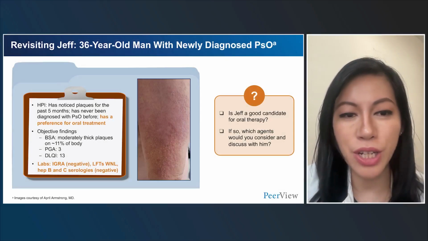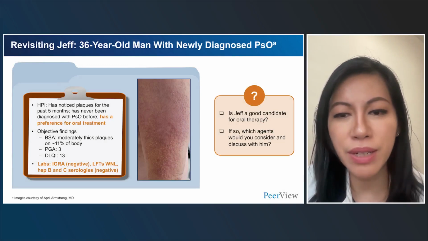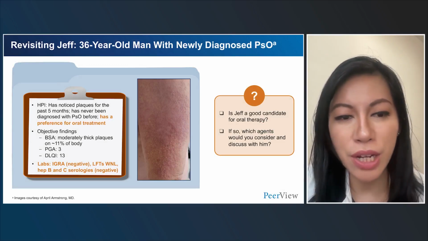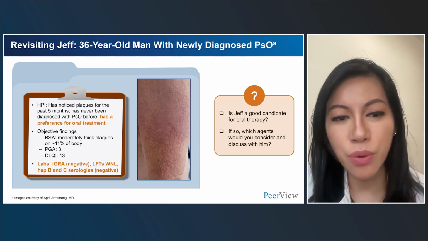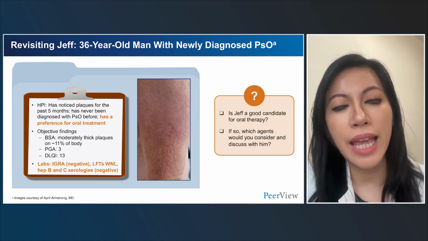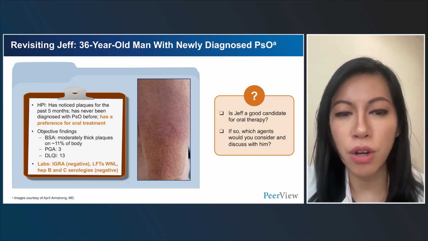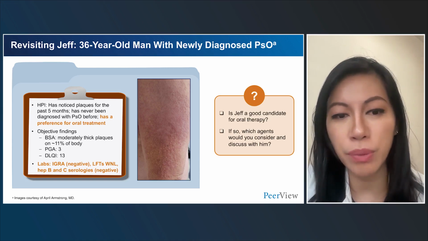So let's go back to Jeff. You remember Jeff has moderate psoriasis with 11% of the body surface area involved. So let's take a look at Jeff's labs. His interferon gamma release assay, so QuantiFERON, is negative, and we'll talk about this a little bit later. Universally in all patients, that is the only required pre-lab to check for all of our patients.